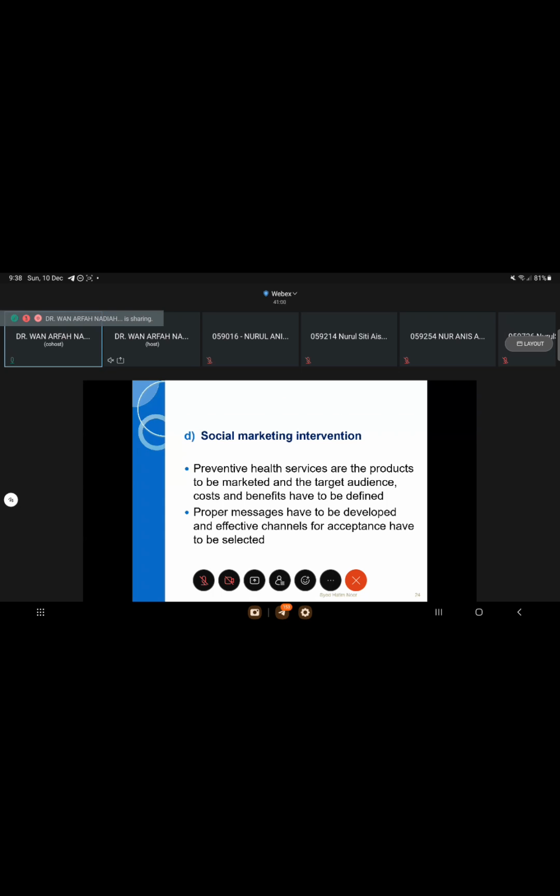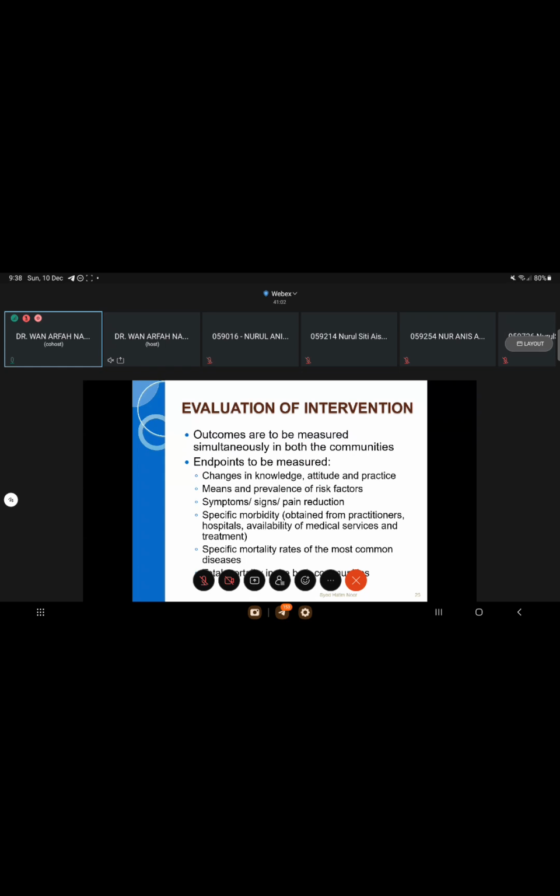Okay, all right. So after you give all this intervention, either by community trial or clinical trial, you need to evaluate. The evaluation of the outcome must be measured simultaneously in both of the communities. That means you need to evaluate. Let's say you have a control group and an intervention group. Even though the control group is only given a placebo, something not related to the intervention study, you still need to evaluate.